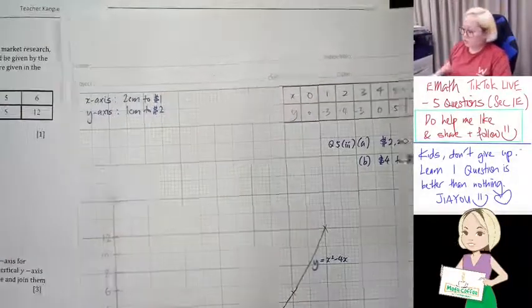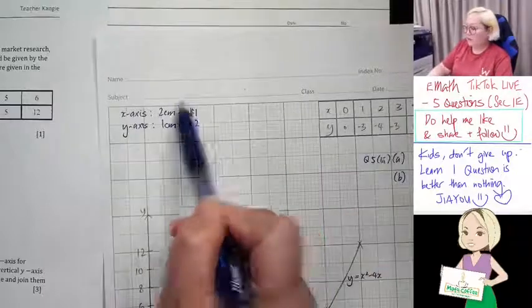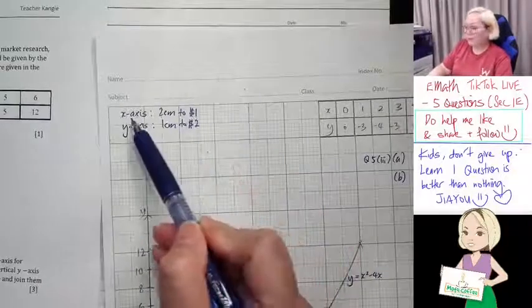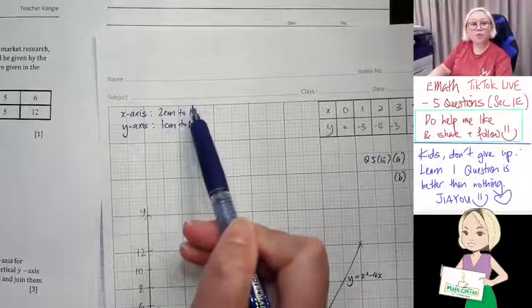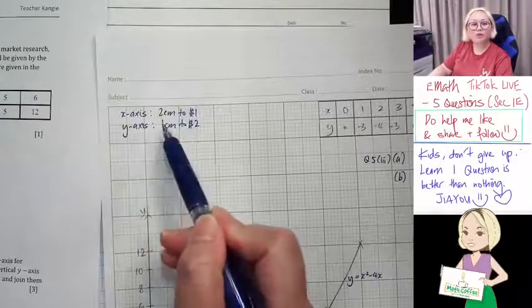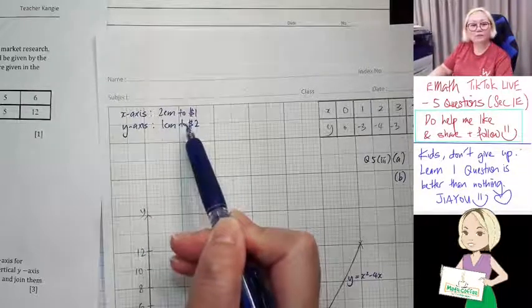Okay, so see on my top left hand side, I always put the unit. My x-axis, they tell me to use 2 cm to $1. My y-axis, they tell me to use 1 cm to $2. Okay.